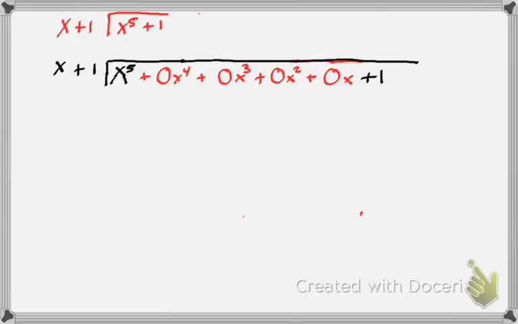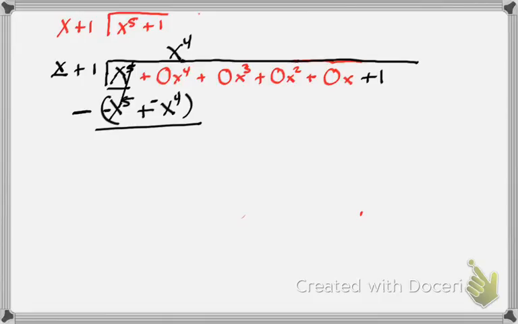So here's what we're going to do. x times what equals x to the 5th? So x to the 4th times x is x to the 5th plus x to the 4th. So I'm going to subtract the whole thing. This becomes negative, this becomes negative. These two cancel. I'm left with negative x to the 4th. Now, x times what equals negative x to the 4th? Negative x cubed.